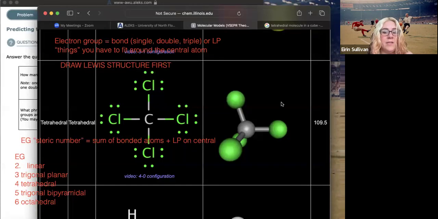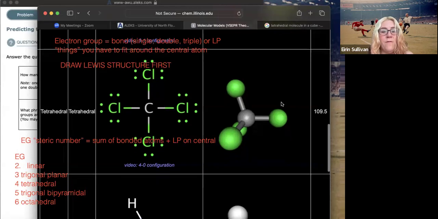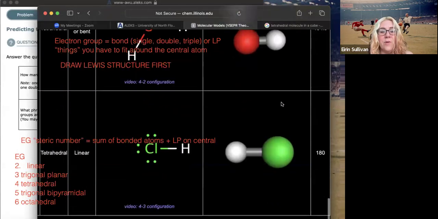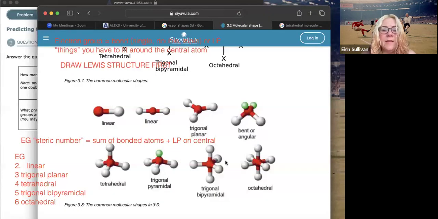All right, so back to electron group geometry. If you've got 5 things to fit around your central atom, then you are going to be looking at something a bit more like this. This would be a better representation. As you can see, you have a trigonal planar shape around the middle, which we call the equatorial side, like the equator of the Earth.